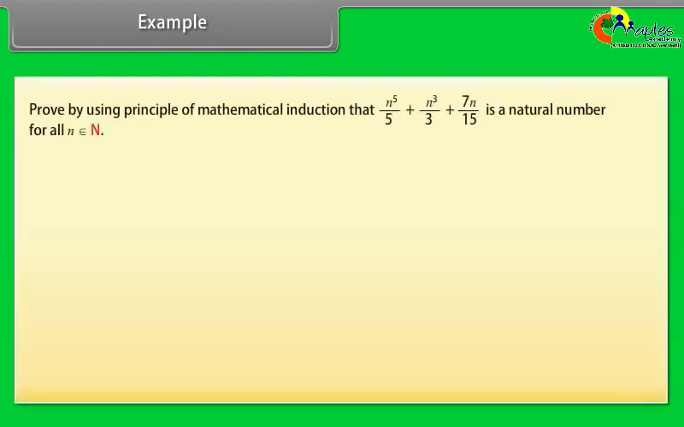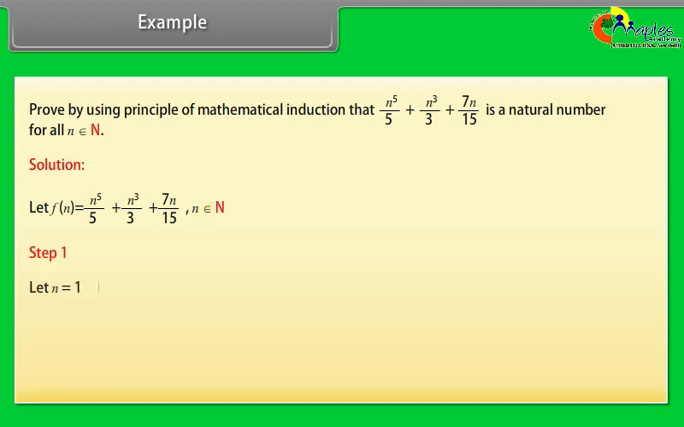Example. Prove by using the principle of mathematical induction that n raised to power 5 by 5 plus n raised to power 3 by 3 plus 7n by 15 is a natural number for all n belongs to N. Solution. Let f(n) be equal to n raised to power 5 by 5 plus n raised to power 3 by 3 plus 7n by 15, n belongs to N.